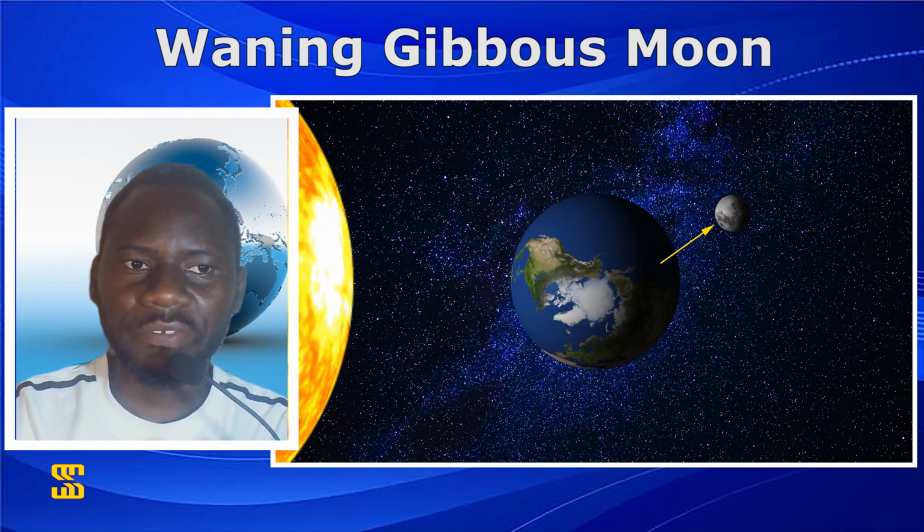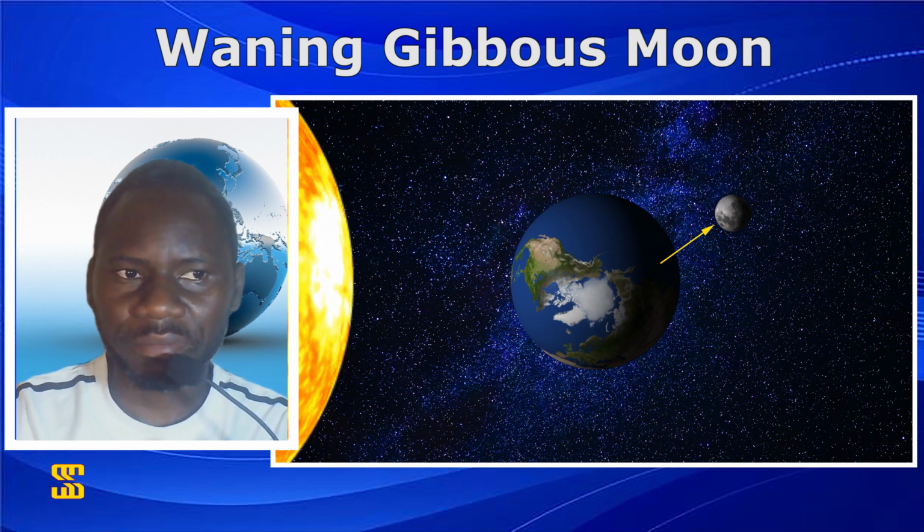The sixth phase is the waning gibbous moon. This is the phase in which the moon starts to shrink down. The moon is still bigger than a semicircle, but not a perfect circle. In this phase, the moon rises around 9 p.m. and sets around 9 a.m.